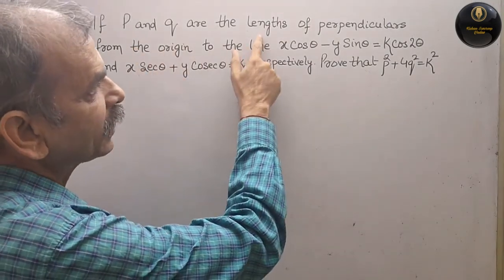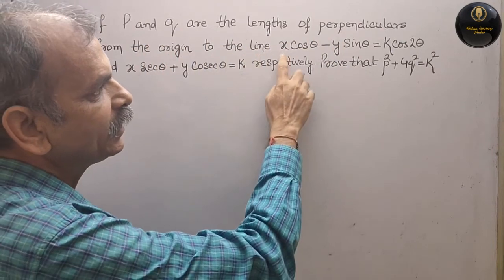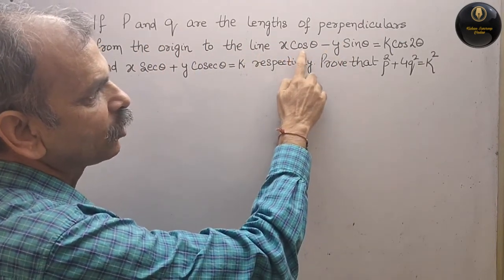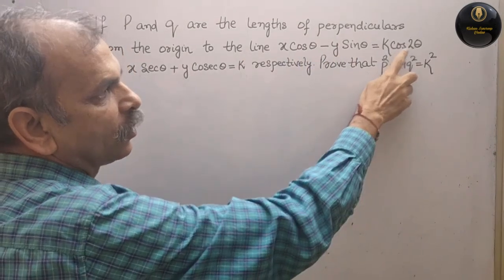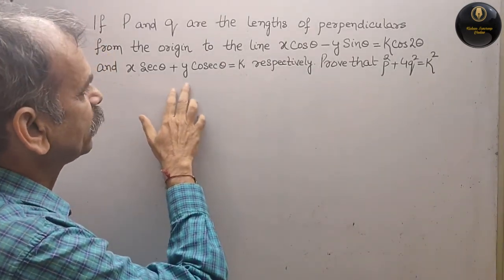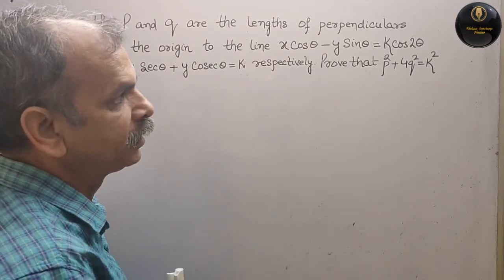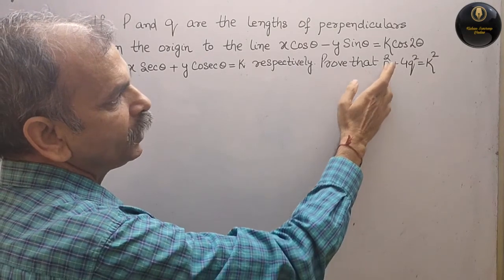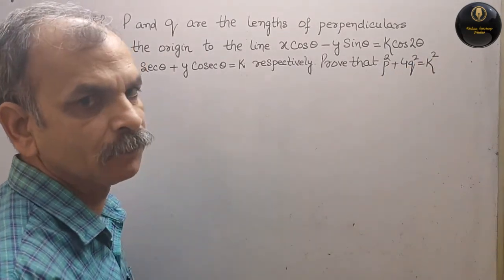Your question is, if P and Q are the lengths of perpendicular from the origin to the lines x cos theta minus y sin theta is equal to k cos 2 theta and x sec theta plus y cosec theta is equal to k respectively, prove that P square plus 4Q square is equal to k square.